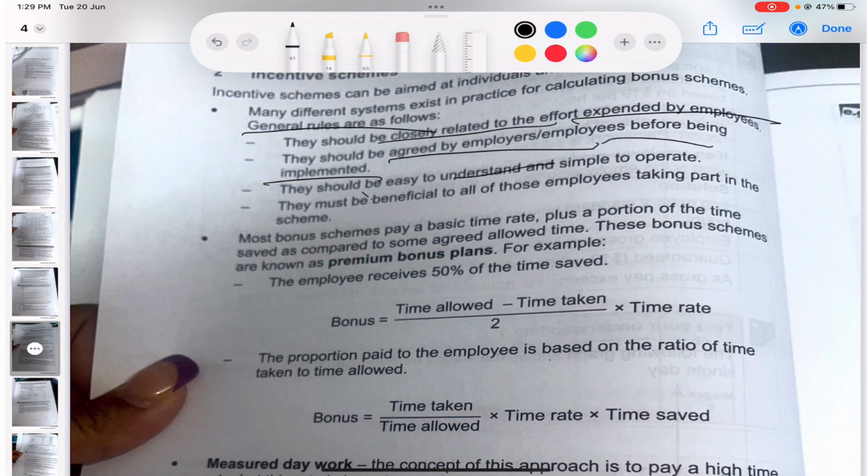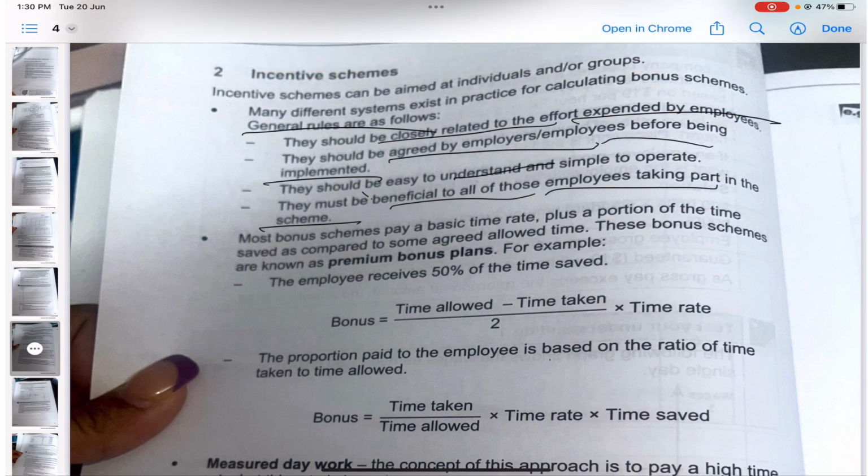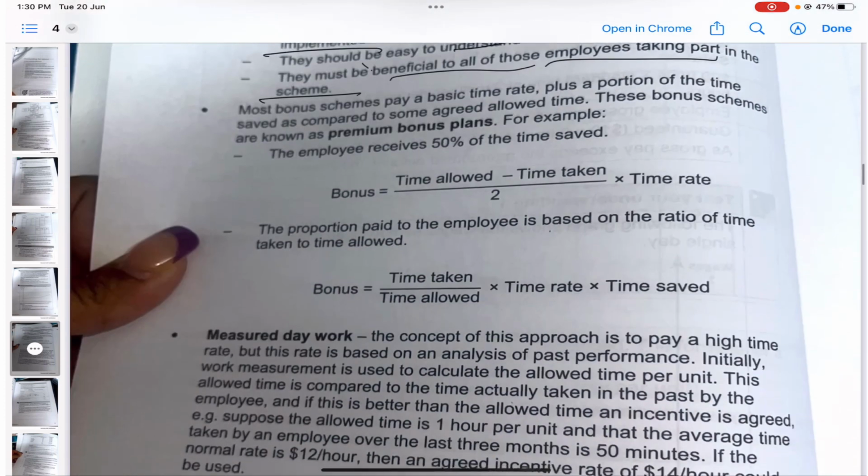They should be easy to understand and simple to operate. Whatever incentive you are planning for the company, it should be easy. It should be a simple task to operate that. They must be beneficial to all those employees taking part in the scheme. So whichever employee is affected by the incentive being introduced, they all should be taken into consideration, and they all must have some sort of benefit from that incentive.